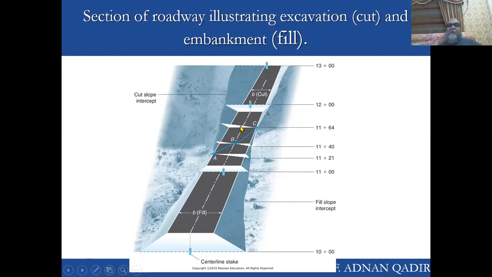Now, if I go to point C, this is a fully cut section in which the elevation is on the lower side, and so on and so forth. The other thing you see is that for cut, the bottom width is lower and the top width is higher. But for fill section, the top width is less as compared to the bottom width.